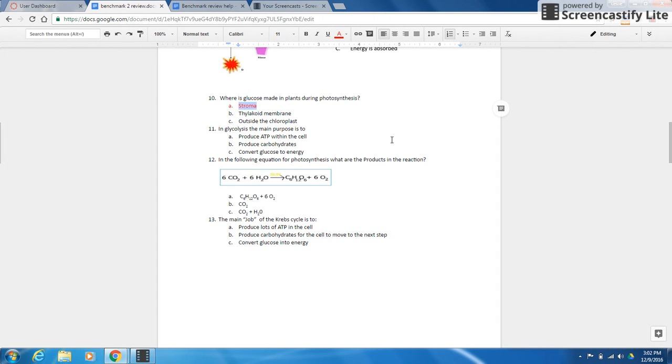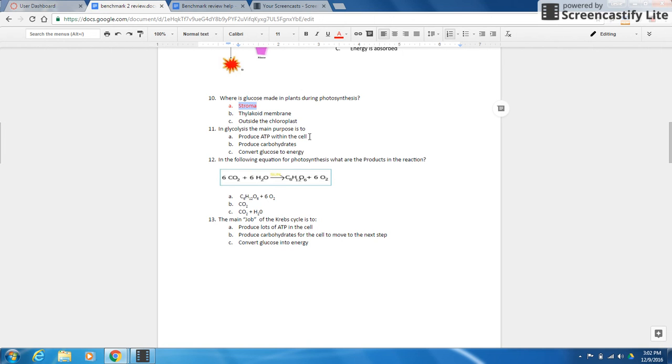So in glycolysis, the main purpose is to what? Now, glycolysis does produce ATP within the cell. It does, but it produces only 2. Okay? So that's not one of the main purposes, to produce ATP. It does, however, in 11, convert some glucose to energy. However, the main thing it needs to do is to produce carbohydrates in order to move it on to that next step in the Krebs cycle.